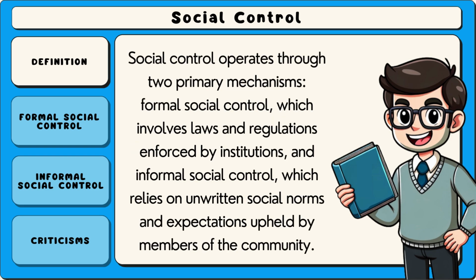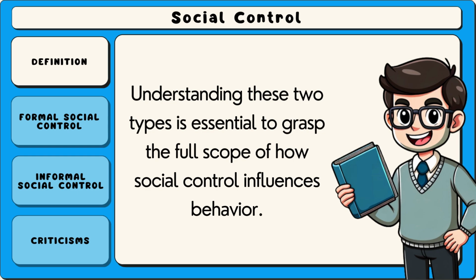Social control operates through two primary mechanisms: formal social control, which involves laws and regulations enforced by institutions, and informal social control, which relies on unwritten social norms and expectations upheld by members of the community. Understanding these two types is essential to grasp the full scope of how social control influences behaviour.